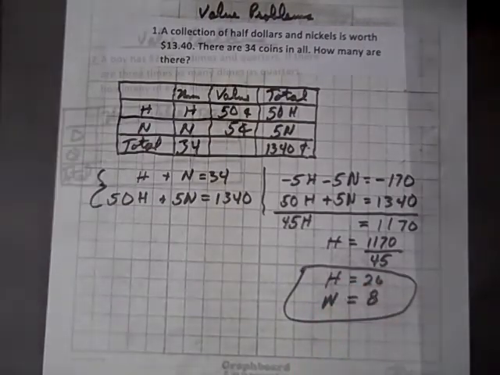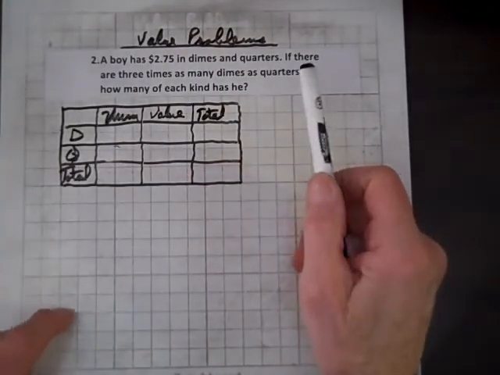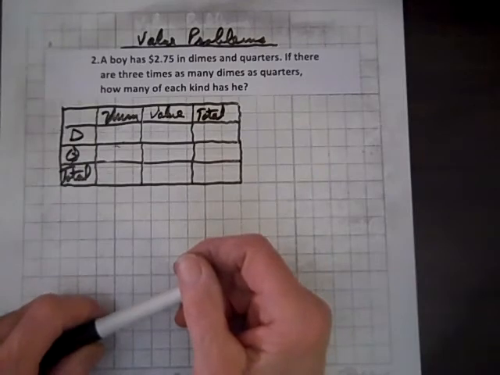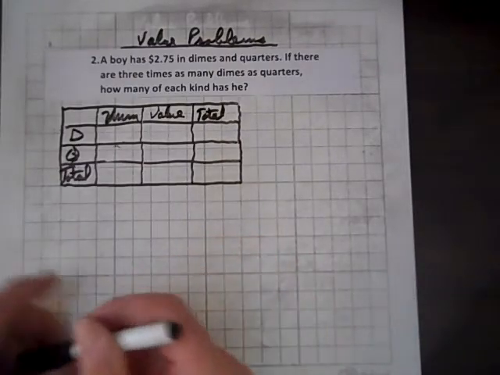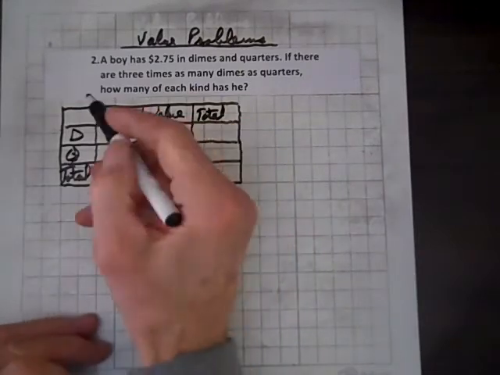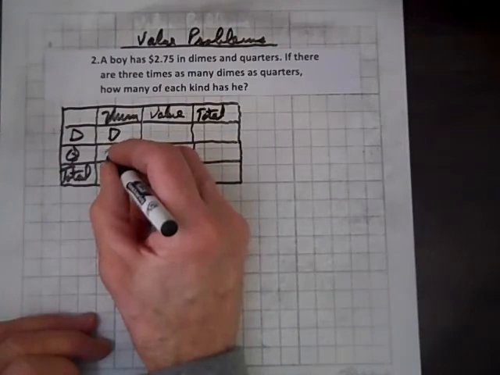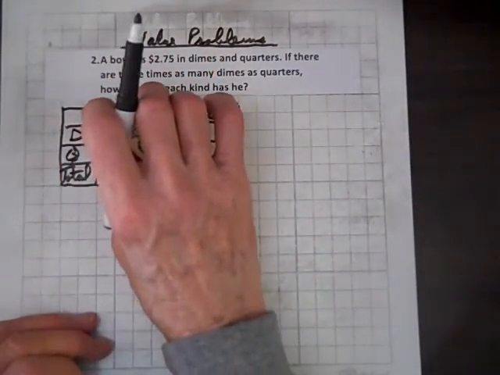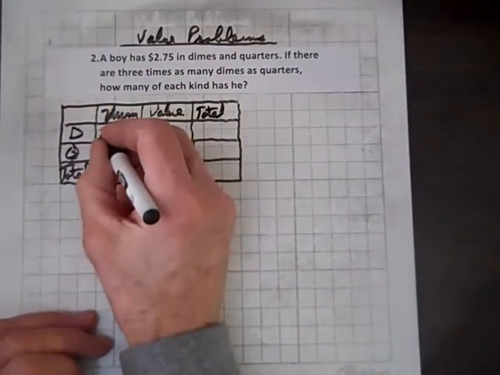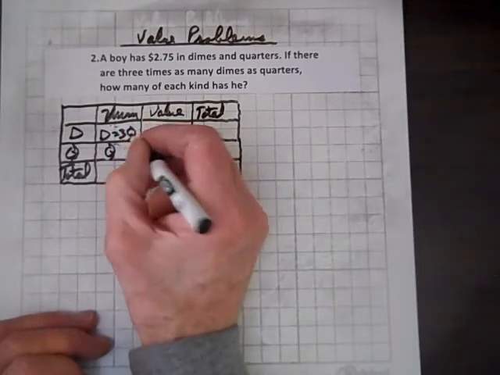And there we've got our solution. For our next value problem, a boy has $2.75 in dimes and quarters. If there are 3 times as many dimes as quarters, how many of each kind has he? Well, I'll call the number of dimes D, and the number of quarters Q. So the number of dimes is D, but that equals 3 times the number of quarters.